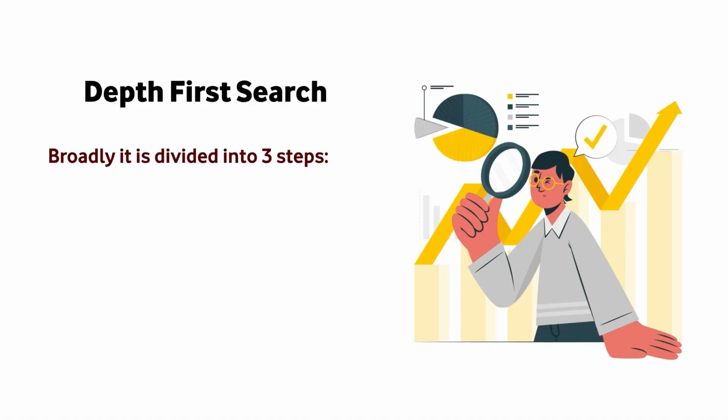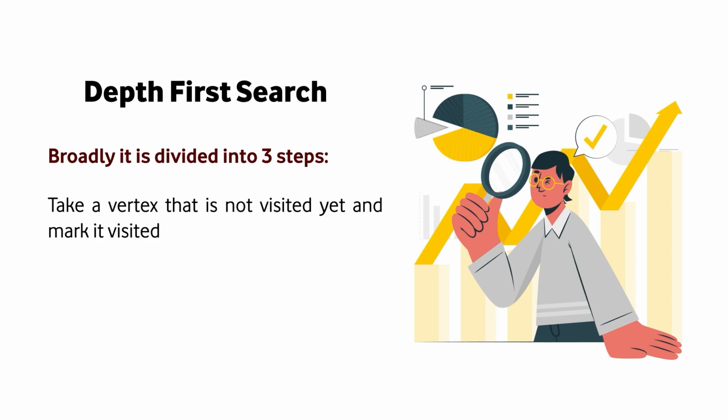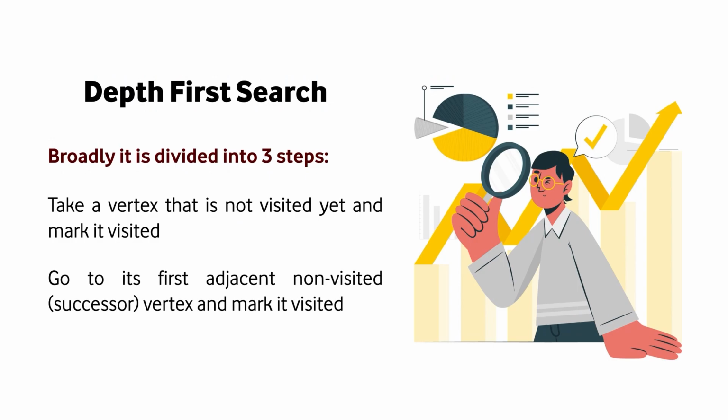Broadly you can divide it into three steps. First, you have to take the vertex that is not visited yet and mark it as visited. Then the second step is that you have to go to the first adjacent non-visited node. Keep that in mind. When you have visited the first node, the adjacent nodes of this vertex which you have visited will be put onto the stack, and you have to look at which particular node is not visited yet, and then visit that node and again mark it visited.